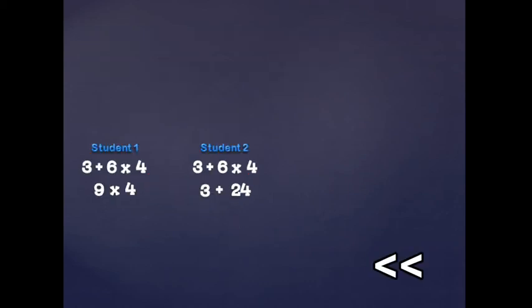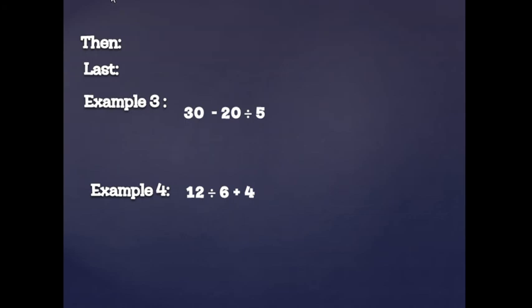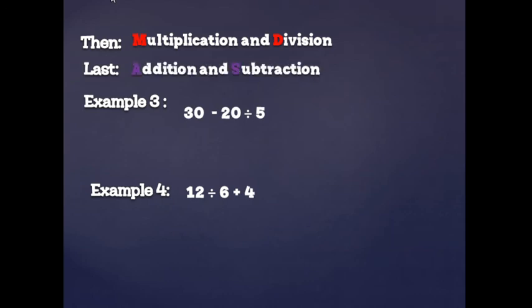Can you still remember the answers of the two students? Student number 1 answered 36. Student number 2 answered 27. Following the GEMDAS rule, the grouping symbols, exponent, multiplication, division, addition, subtraction, who do you think got the correct answer? So that is student number 2. You should multiply first before addition. After the grouping symbols and exponent, we solve for multiplication and division. Last is addition and subtraction.